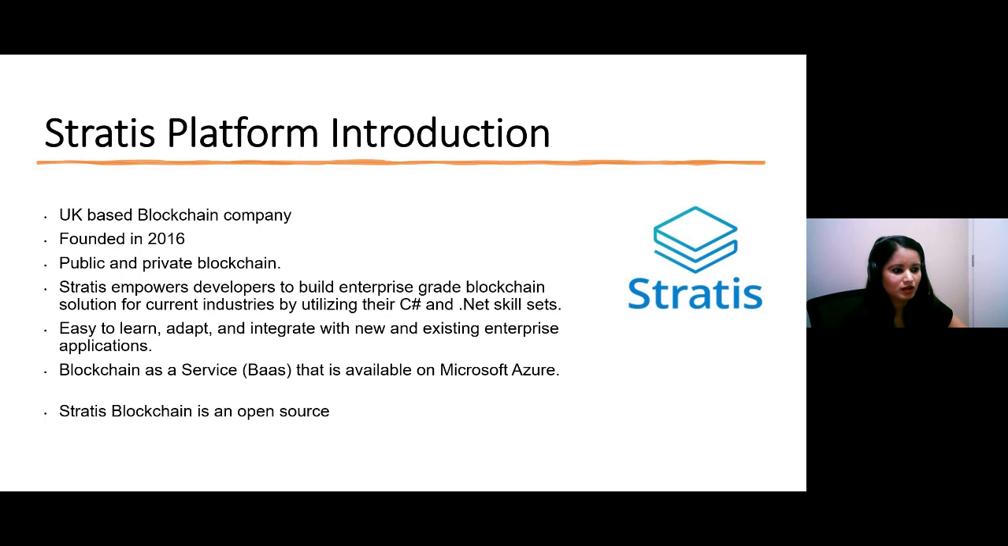Besides this, Stratus provides different products like the full node. This is the core of the blockchain, which is developed fully using .NET and the C# language. And we have a smart contract, sidechain, digital identity, distributed ledger technology (DLT), and many other products. We provide blockchain as a service, which we call BaaS, which is available on Microsoft Azure. You can go to the Azure Marketplace and search for Stratus blockchain, and this blockchain as a service is free. You can install it and run it in Azure.